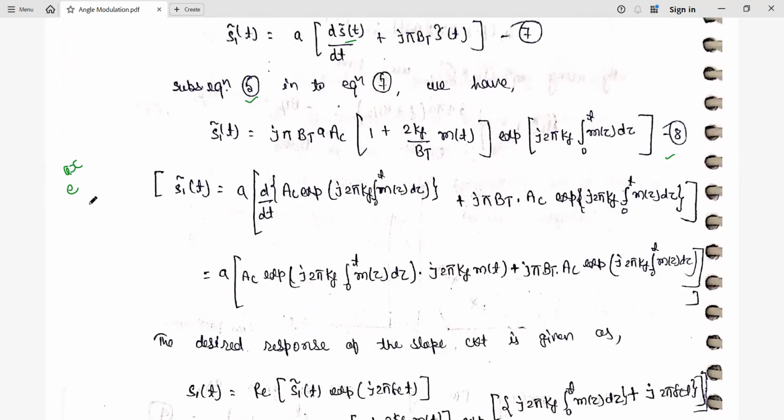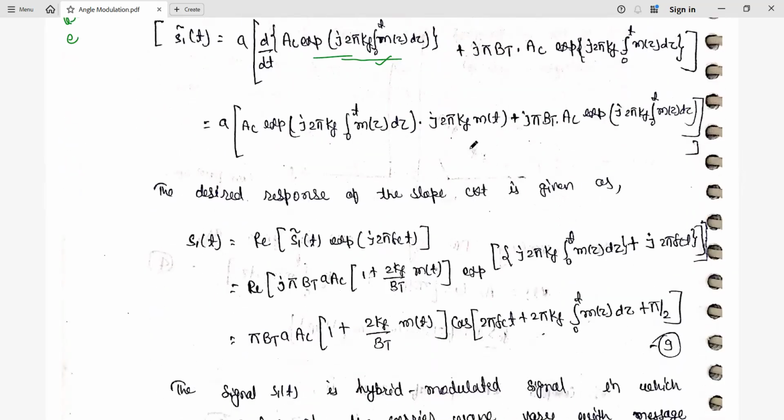In the same way, here we are going to differentiate the exponential with respect to this entire term. After that, we are going to differentiate this part again. So that is going to be 2 j 2 pi k_f. Differentiation of this integral of m of tau d tau is m of t. And the second term we are just multiplying. So we have taken the common, and we have equation number 8 that you can see.